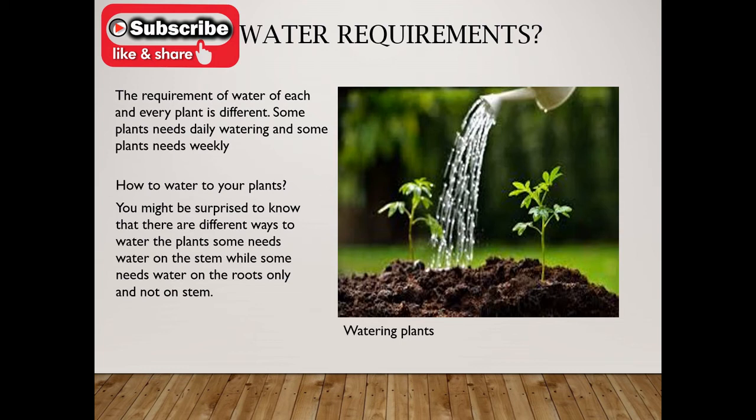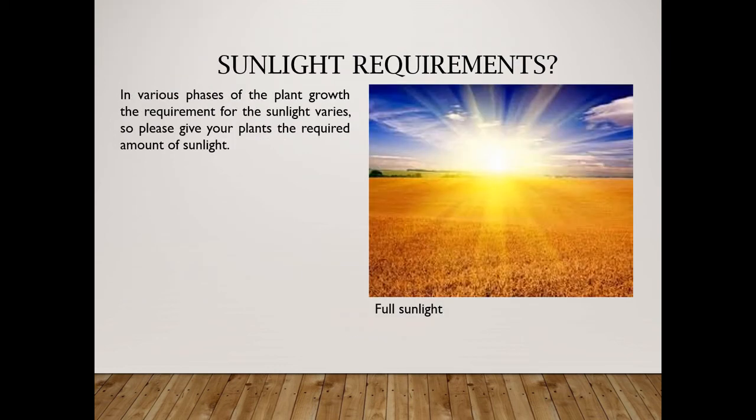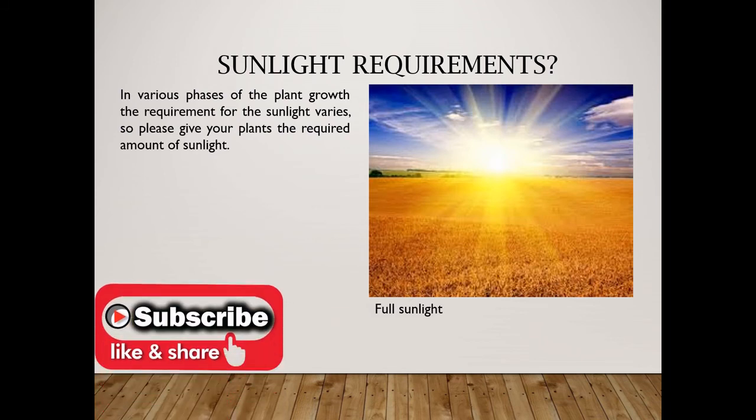Sunlight requirement. Some plants need 8 to 10 hours of sunlight, such as sunflower, marigold, mogra, and some need very little or no sunlight at all. For example, indoor plants. So please make sure your plants are placed accordingly and don't do vice versa. Always plants should be in favorable conditions.